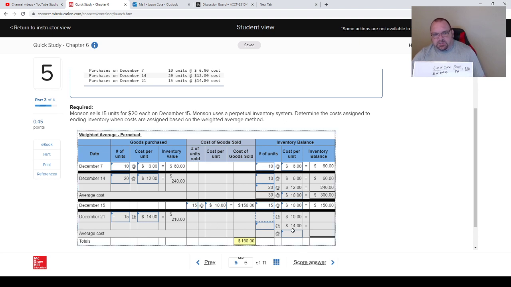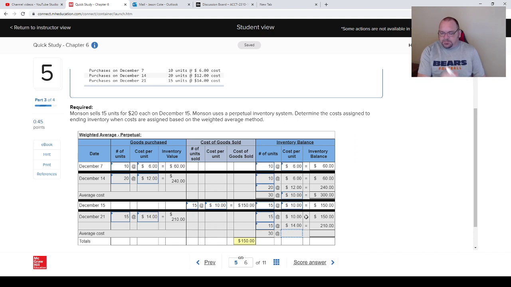All right, so what we got here at the end? We got 15 units at $10 a piece, and we got 15 units at $14 a piece. All right, now let's see what we've got here on the screen. Let's change our numbers a little bit. All right, here we go. So now if you add these two numbers up right here, you got the 150 plus the 210. That's going to be 360, right? So you got 360 as your new cost of inventory, divided by 30. $12 per unit. There you go.